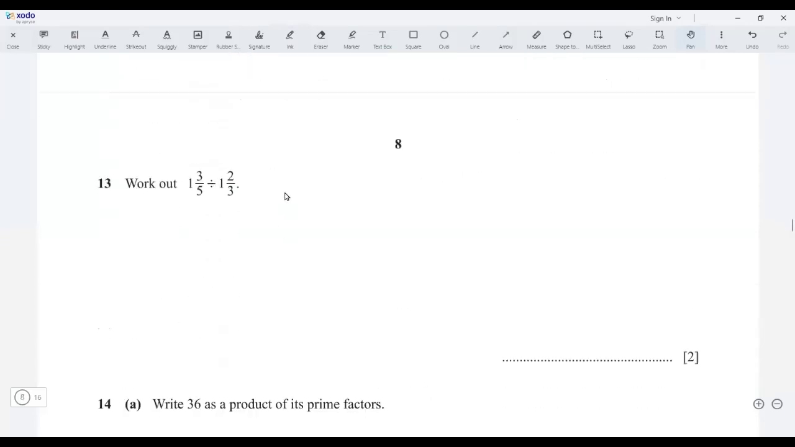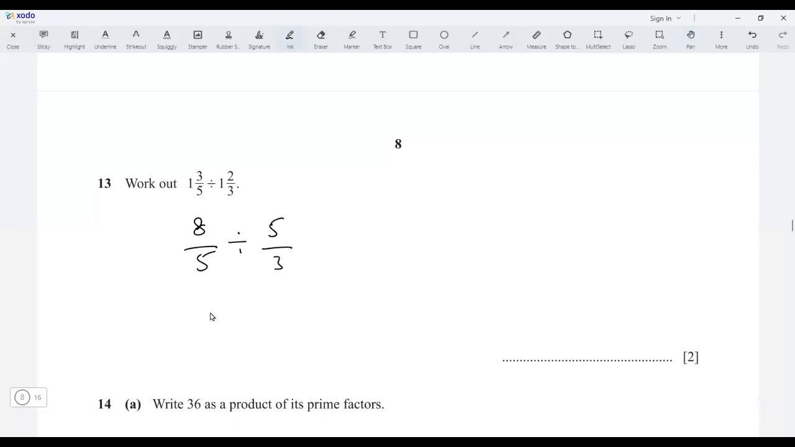Moving ahead to question number 13. It's basically a fraction type of question. For fractions, we need to convert the mixed numbers into improper fractions. 5 times 1 is 5, plus 3 is 8, so 8 by 5. And I'm writing the division sign for now. Then convert this: 3 times 1 is 3, plus 2 is 5/3.